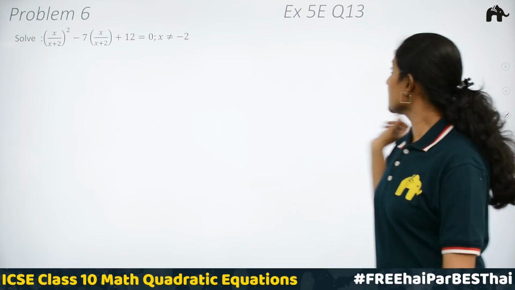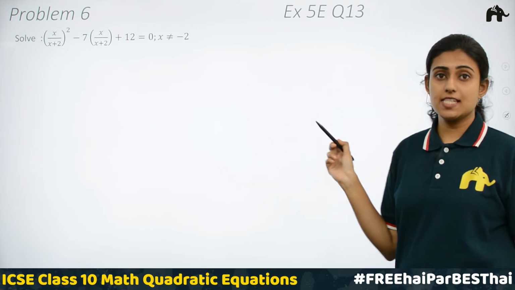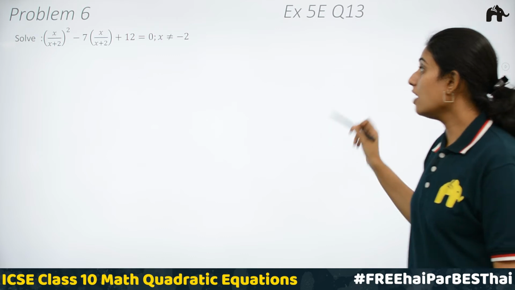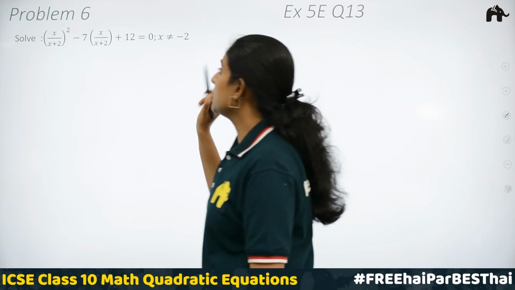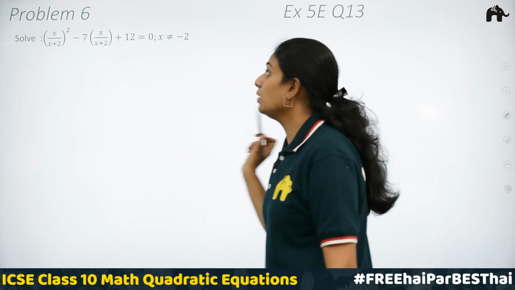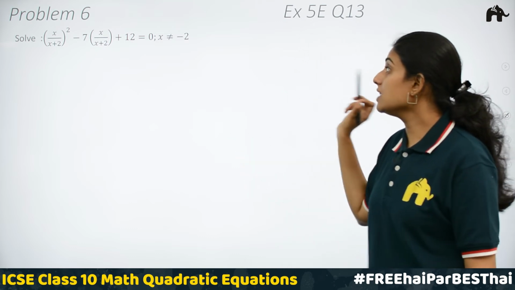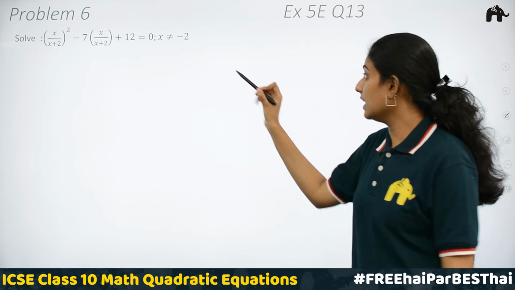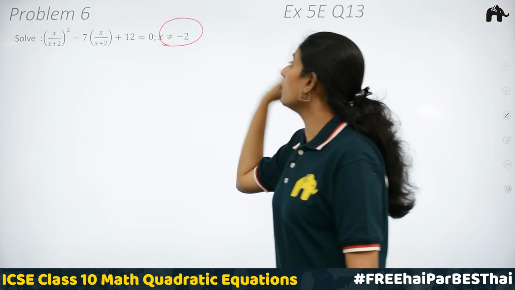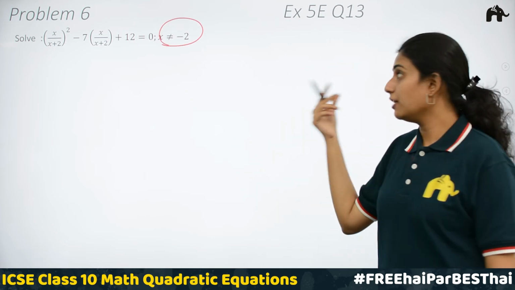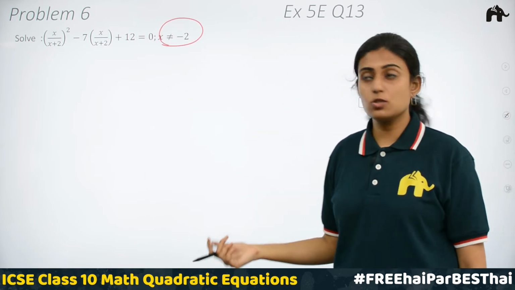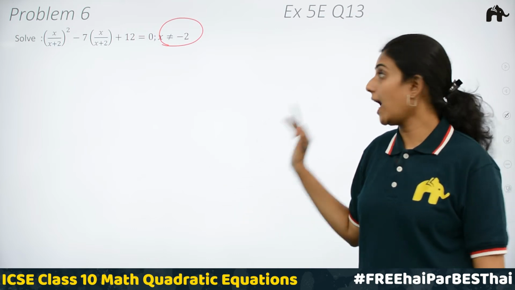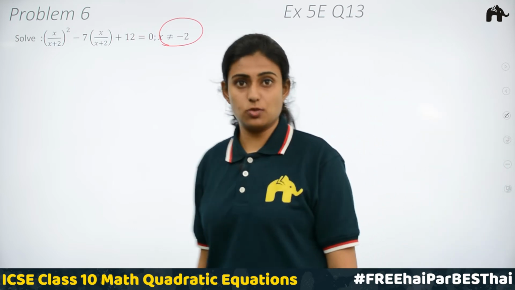Problem number 6. Question number 13 of exercise 5e. Solve (x by x plus 2) whole square minus 7 into x by x plus 2 plus 12 is equal to 0, and a condition is given, that is x not equal to minus 2. If you get x is equal to minus 2, reject that value of root and take only the other values.